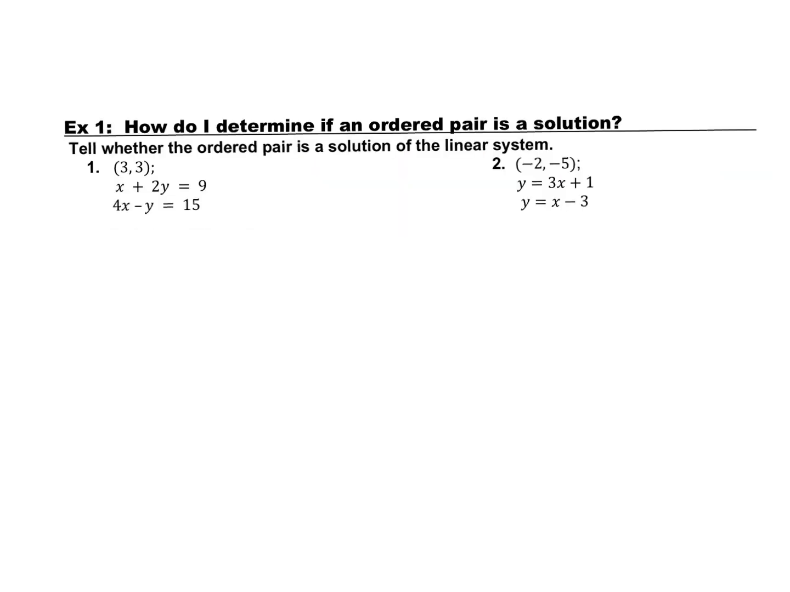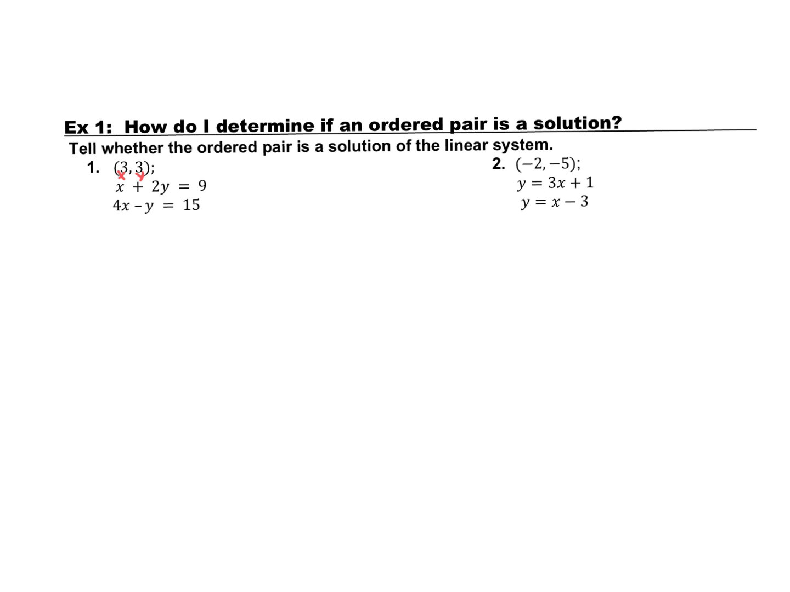All right, so example number one, how do I determine if an ordered pair is a solution? Remember we just said that the solution is an ordered pair. It is a solution to both equations, or it could be two or more equations actually. And so we have this ordered pair. Our ordered pair is (3, 3), meaning our x is going to be 3 and our y is going to be 3.